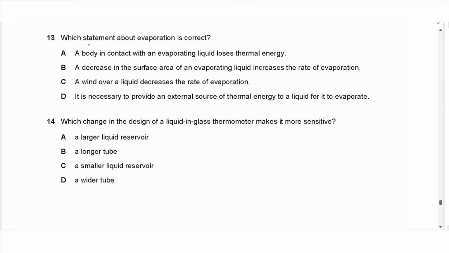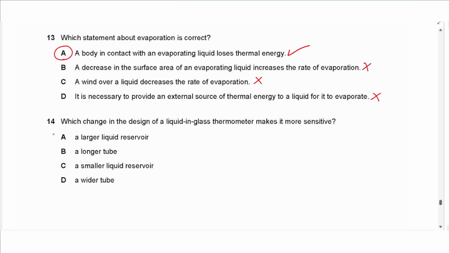Question 13 says, which statement about evaporation is correct? A body in contact with an evaporating liquid loses thermal energy. Yes, because the molecules of the liquid need to absorb heat to evaporate, or to break intermolecular forces and escape. A decrease in the surface area of an evaporating liquid increases the rate of evaporation. No. A wind over the liquid increases the rate of evaporation. No. It is necessary to provide external source of thermal energy. No, you don't need external source of energy to evaporate something. So the answer is A.